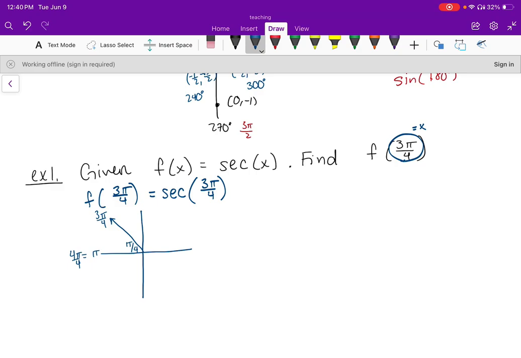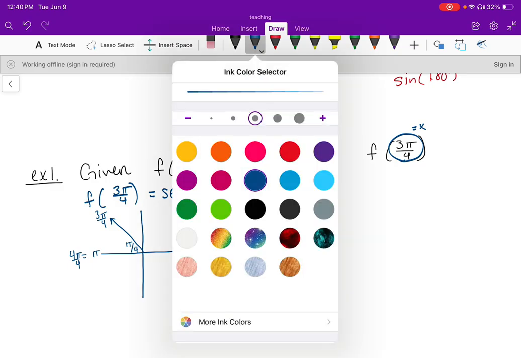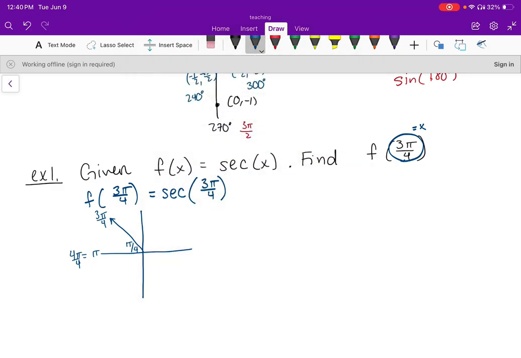So if you go back and look at your table, just a reminder, when I talk about the table, I'm talking about this table that I showed in 5.2.